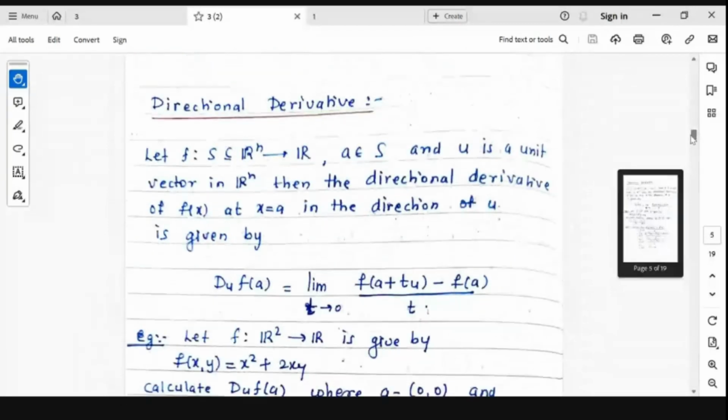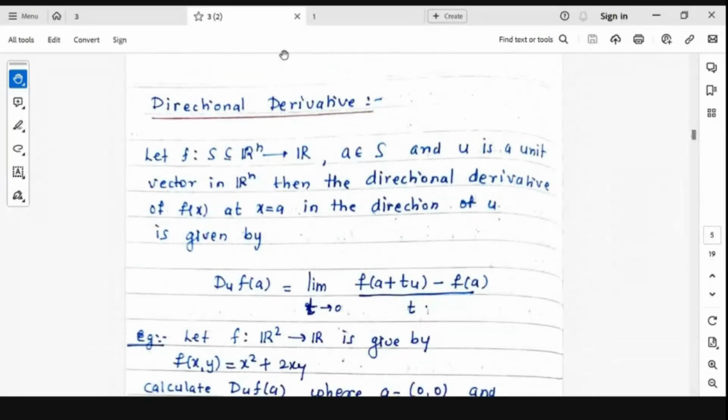Okay, now we'll go ahead to the important part of this discussion, that is directional derivatives. Directional derivatives are basically the rate of change of a function at a point in a particular direction. That is the definition or the common understanding that we have. Let us see what the definition is.